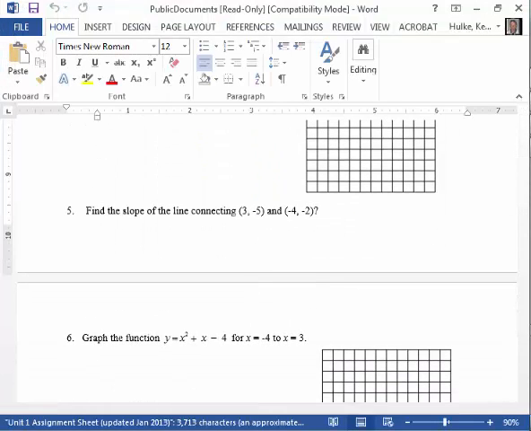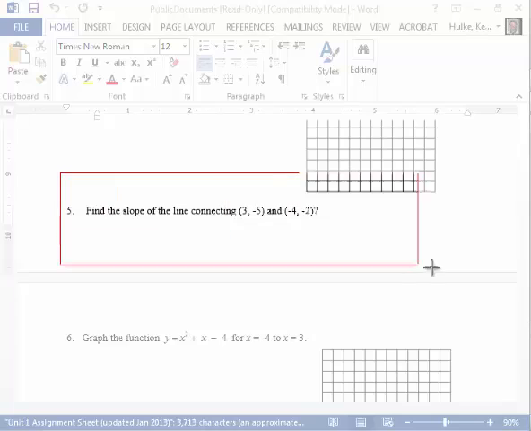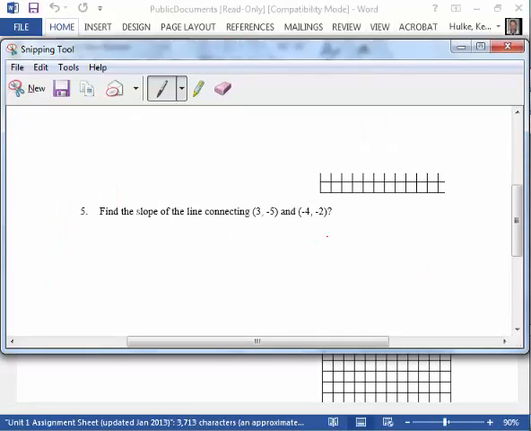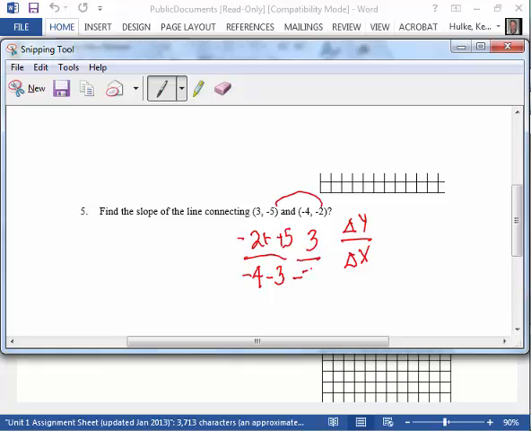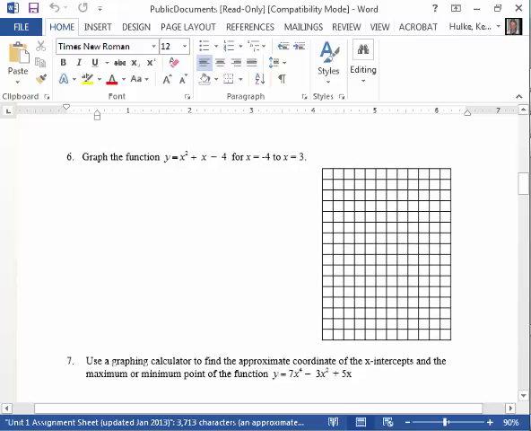Find the slope of a line. So we're going to find this slope. Remember, it's change in y over change in x. So we're going to go from -2 minus -5 over change in x, -4 minus 3. Well, this is the same as plus 5. -2 plus 5 is 3 over -7. So m equals -3/7.